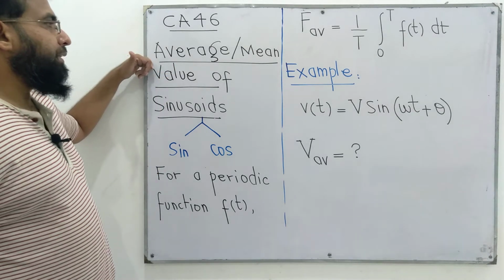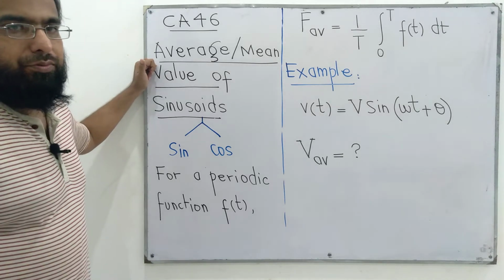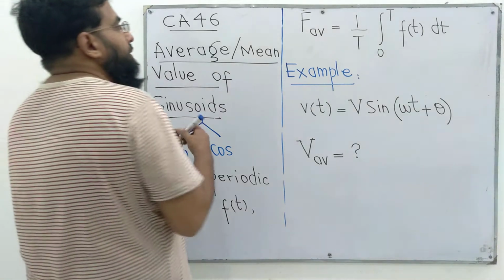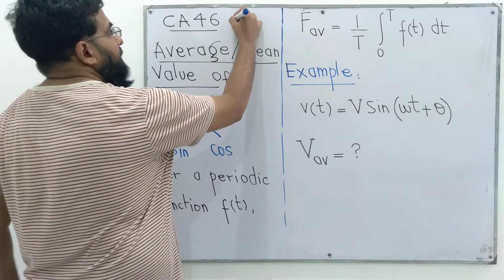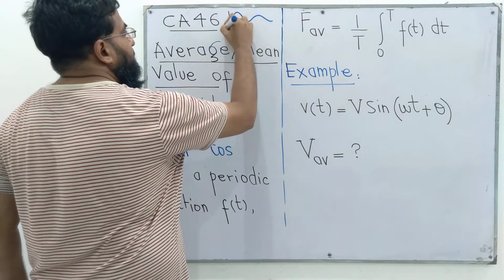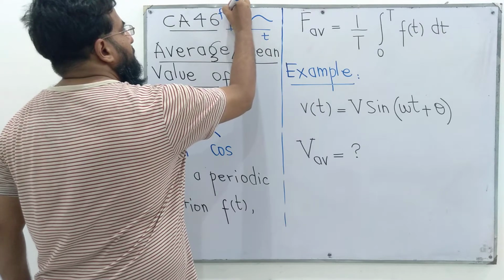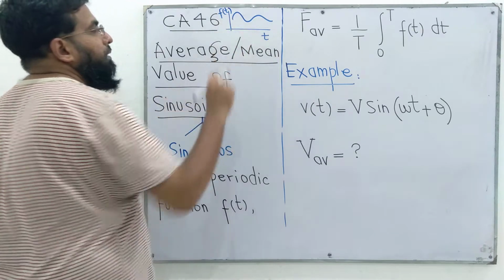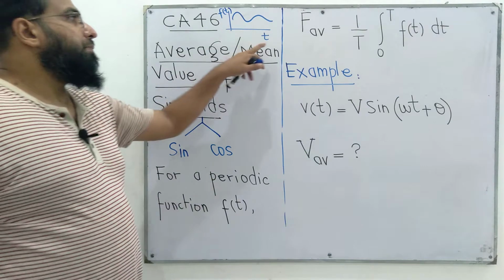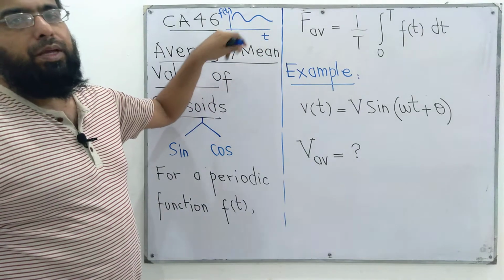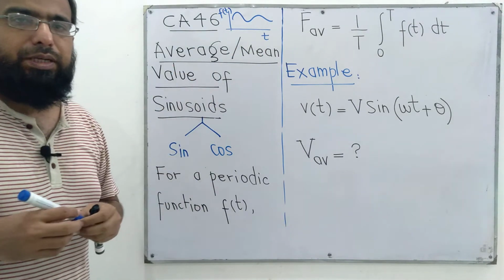Why do we compute average or mean value of a signal? Because almost all AC signals are varying with time. F of t is a signal that varies with time. We want to find out the average or mean value of this time varying signal.